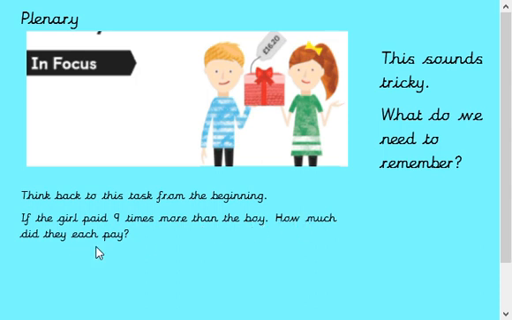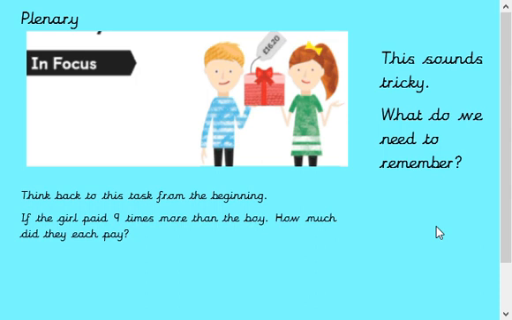Now this sounds really tricky, but if you use bar modelling, it's not. What do we need to remember? Press pause when you're thinking about it and press play when you're ready to hear us talk about it. Okay, so this sounded a really tricky question. The girl paid 9 times more than the boy. How much did they each pay?